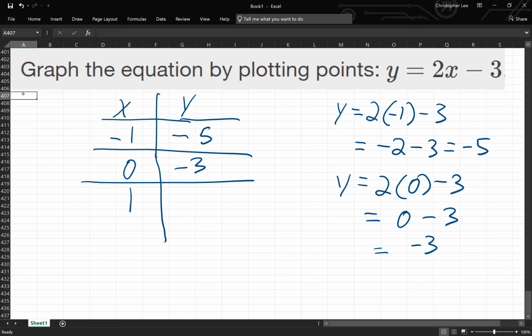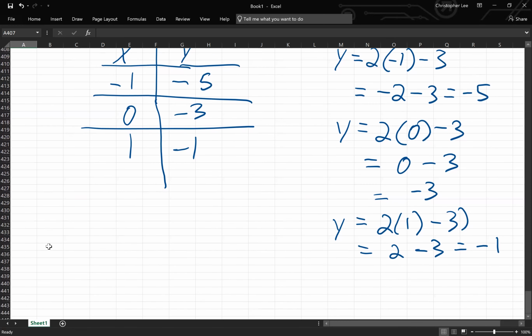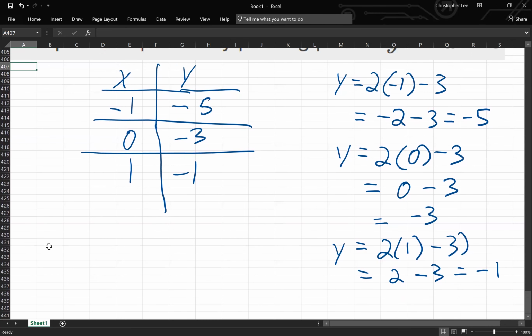That one was challenging, right? Let's try the last one, right? Y is equal to 2 times 1 minus 3. What's 2 times 1? 2 minus 3, what's that? -1, right? Boom, right? After we get those three numbers right there, I mean 3 points, excuse me, right?